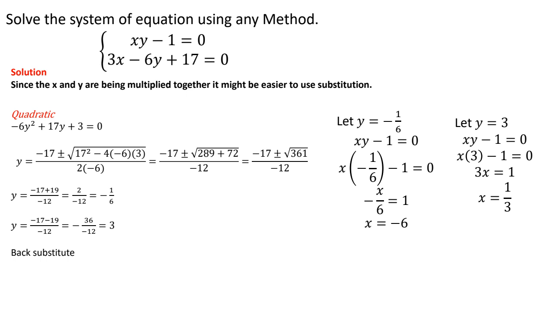So we have two solutions here, two solution points, right? So here, our two solutions are when x is equal to negative 6, y is equal to negative 1 over 6. And when x is equal to 1/3, y is equal to 3. Okay. All right. So again, this is how to solve systems of equations, whether they're linear or nonlinear. You can use these two methods, the substitution method and the elimination method.